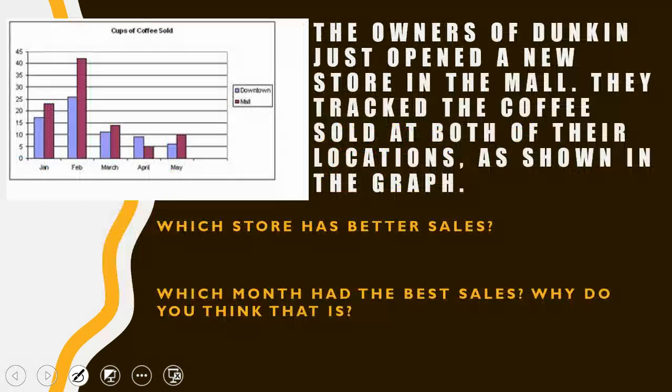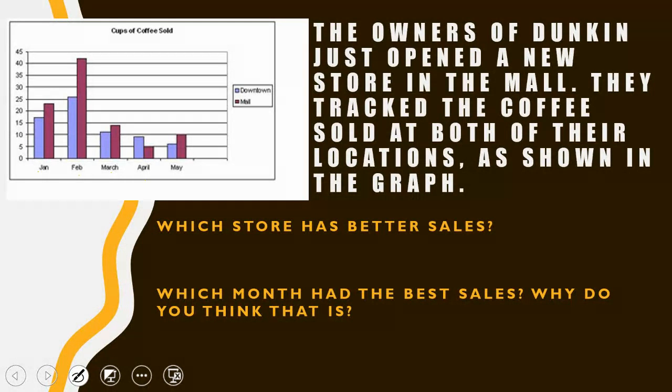Let's look at another graph here. This time we have cups of coffee sold. You can see that the number of cups is on the left axis there, and the month that it's being sold is on the x-axis. So the owners of Dunkin' just opened a new store in the mall.